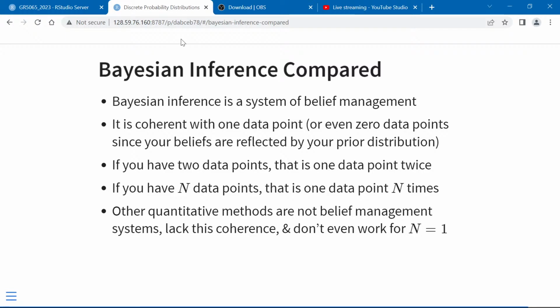And other quantitative methods are not belief management systems. They don't have that coherence. They don't even work if you only have 1 data point. Like, try random forest with 1 data point. Your computer will melt down. Like, how would you even decide whether to put it into training or testing? It's just not built that way. But the Bayesian approach is built from the ground up. It should work if you just have 1 data point, and if you have n data points, that's just 1 data point n times. And as a result, we can build a coherent system of inference around it. But it takes time, which we're out of today.